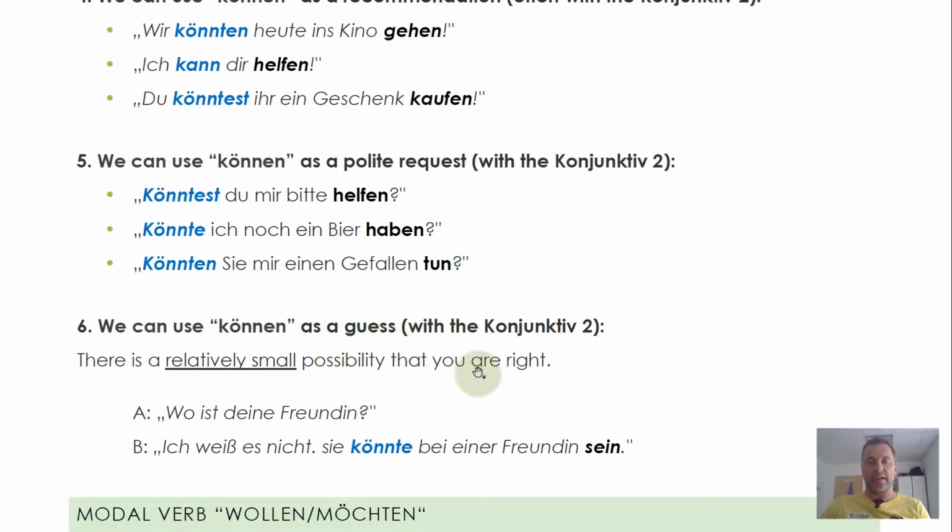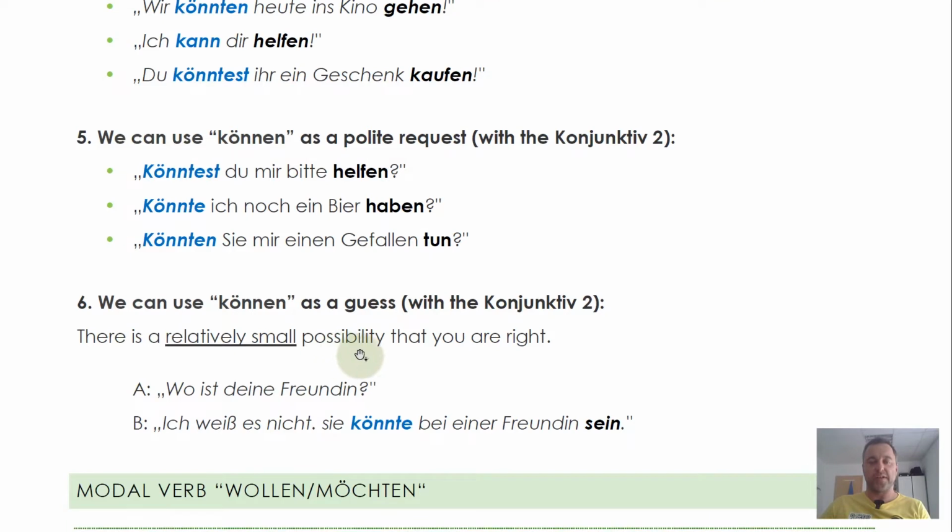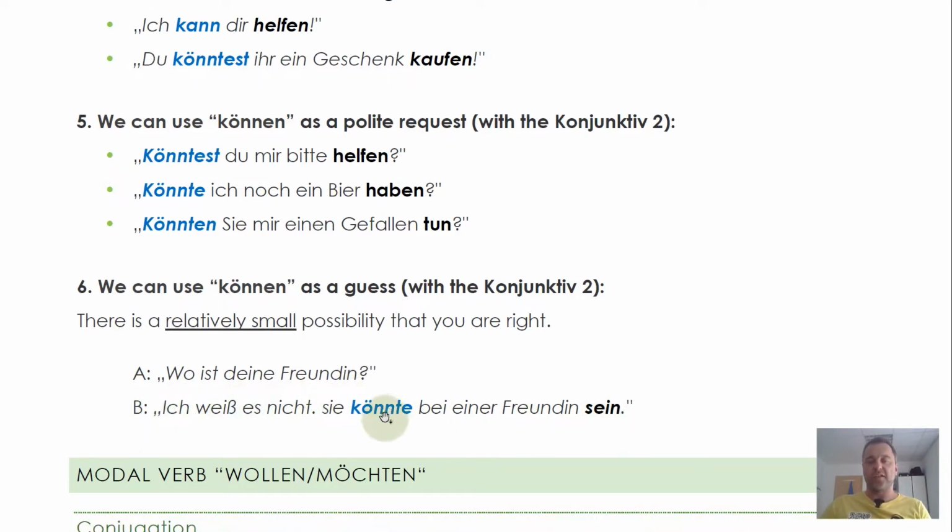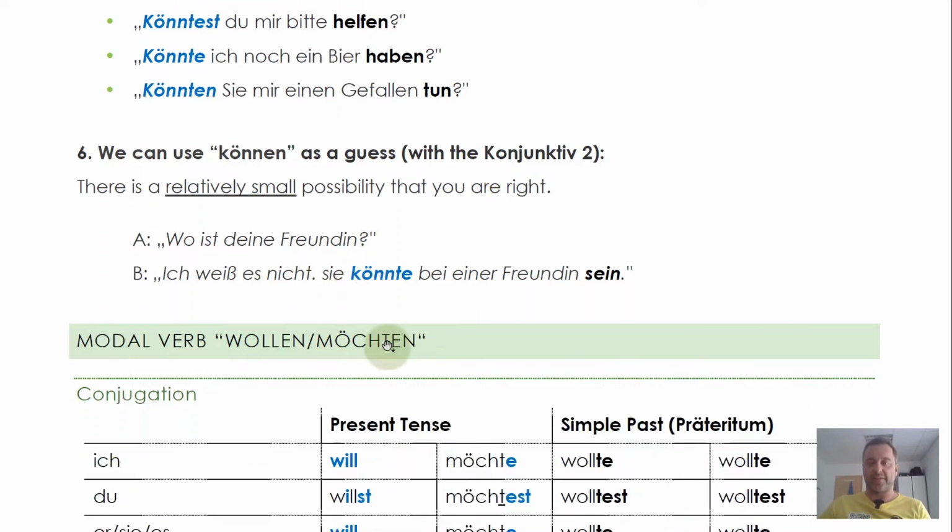And we can use können as a guess. Now we are back at the probabilities, and with können, different from müssen, we actually have a relatively small possibility that you are right. Wo ist deine Freundin? So where's your girlfriend? Ich weiß es nicht. Sie könnte bei einer Freundin sein. I don't know. She could be at a girlfriend's place. Yes, there's a mistake here. This S should be capital. I will change that right after the video.